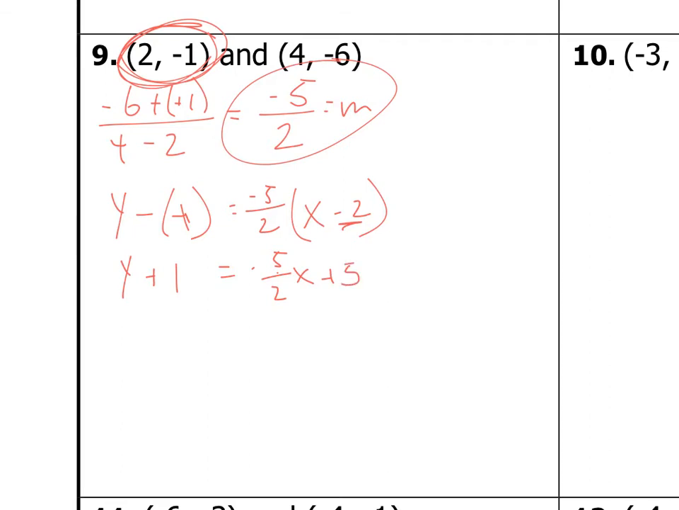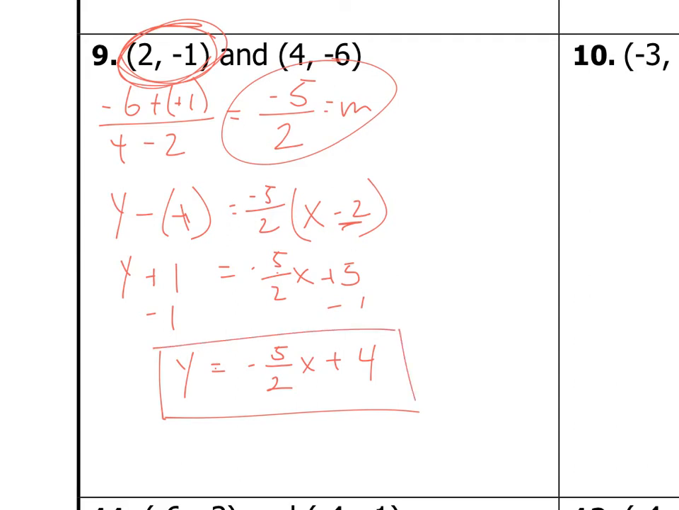And what do we do here? Subtract 1 from each side. We distribute into that positive 4, and we're home free. Negative 5 halves x, y equals negative 5 halves x plus 3. Again, it doesn't matter which ordered pair we pick. There we be. I'm still going to get that same equation.